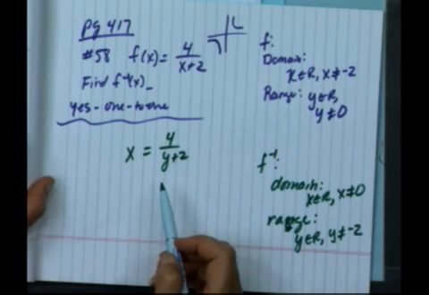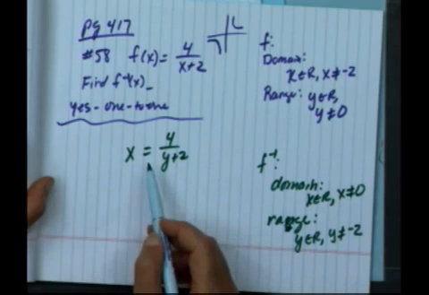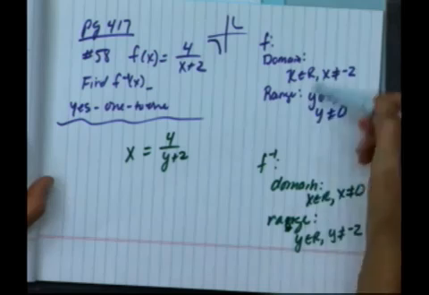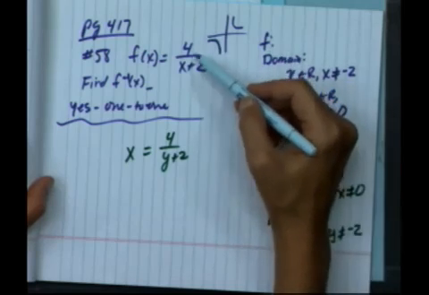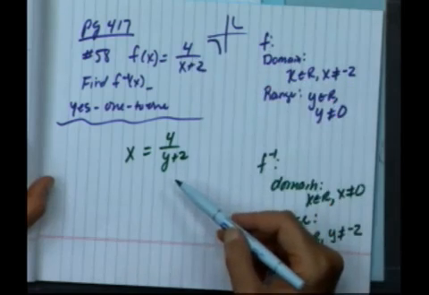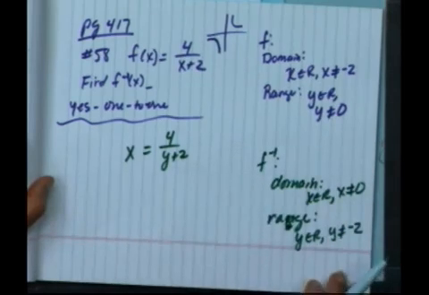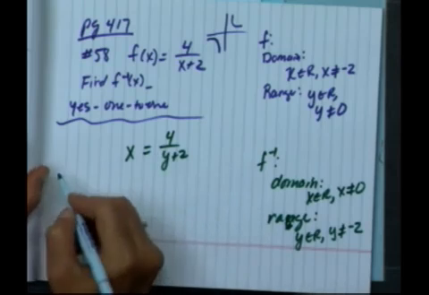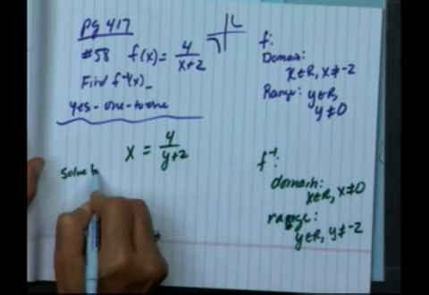Excuse me? Like x doesn't become negative x, or why does it just switch out because it's an inverse? Right, inverse. We're just interchanging domains and ranges. The old xy's up here becomes the yx's down here. All right, so now our job is to solve for y.